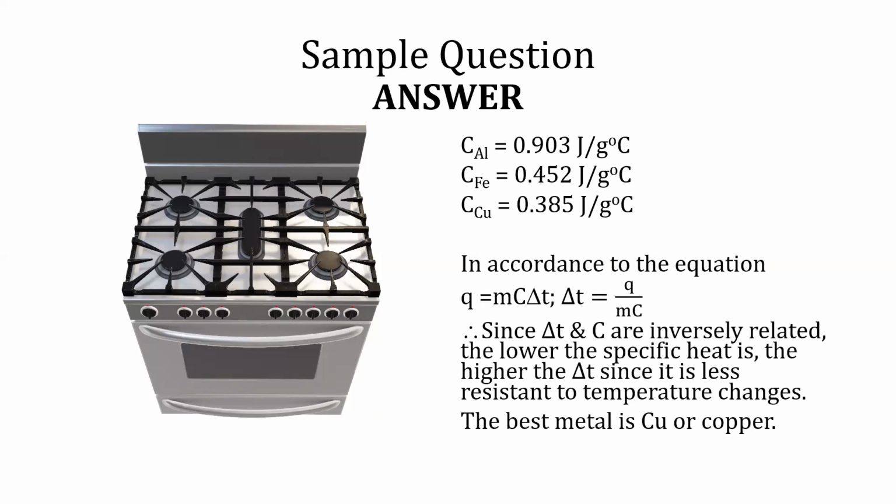After rearranging the equation, delta T equals Q divided by MC. Since delta T and C are inversely related, the lower the specific heat is, the higher the delta T. And since it is less resistant to temperature changes, the best metal to use is Cu, or copper.